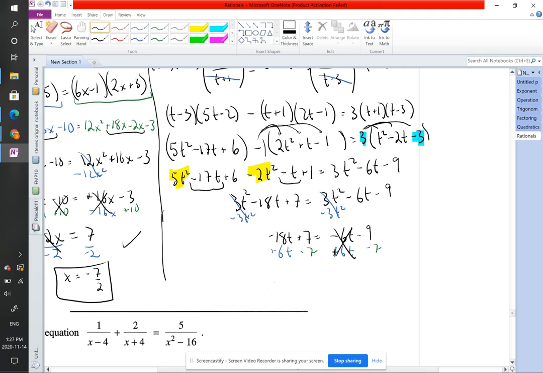So -6t plus 6t goes away. +7 minus 7 goes away. -18t plus 6t is -12t. And -9 minus 7 is negative 16. Divide both sides by negative 12. And I get t is equal to 16 over 12, or if we reduce that, 4/3.